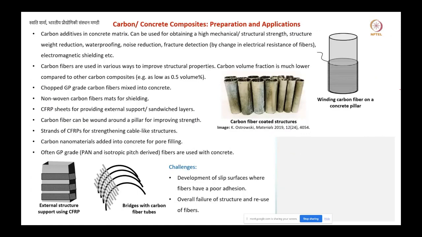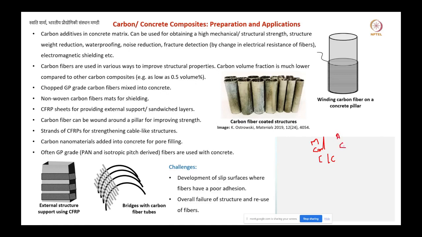Now, after the metal composite, there is another kind of non-polymer matrix composite: the carbon concrete composite. Again, how will you prepare it and where are the applications that you can use? Here your matrix will be your concrete and your additives will be your carbon.